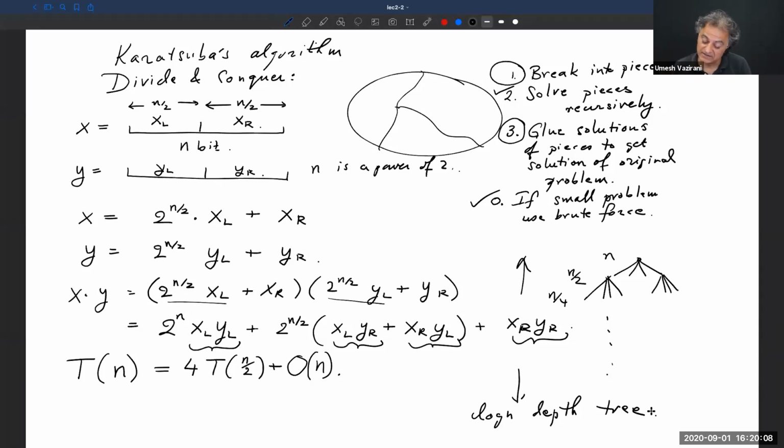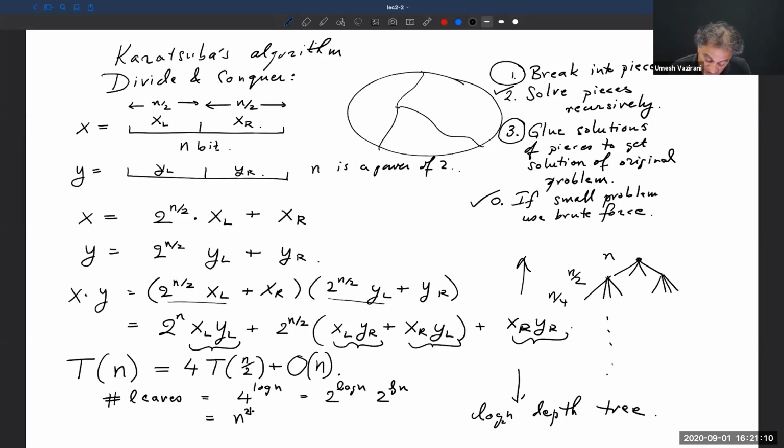Well, we get 4 at the first level, 4 squared at the next level, 4 cubed at the next level. So the number of leaves is going to be 4 to the power of log n. Here, log n is to the base 2. There are many ways to write this down. One way to say it is, this is 2 to the log n times 2 to the log n, because it's 2 times 2 whole raised to the power of log n, and 2 to the log n is n, so you just get n squared.